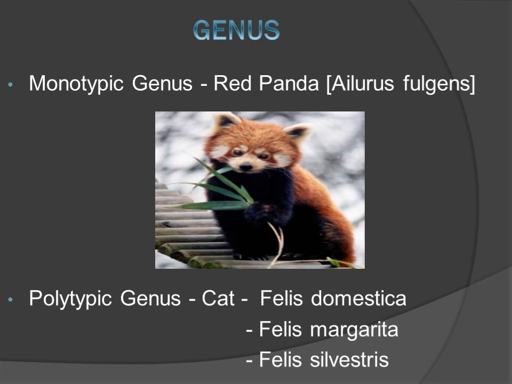And the second one is polytypic genus. Example, cat, we can say there are three types of cat: Felis domestica, Felis margarita, Felis silvestris. Here the genus is Felis, but it consists of three species, domestica, margarita, and silvestris. That's why this is known as a polytypic genus. So these are all 2 mark or 3 mark questions and important questions. Just remember it. Okay. Fine, you understood everything, and let me give a few assignments.